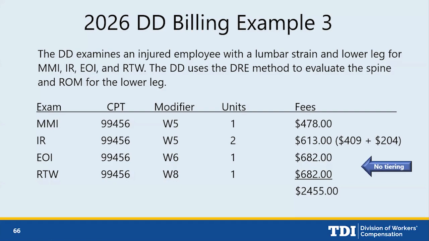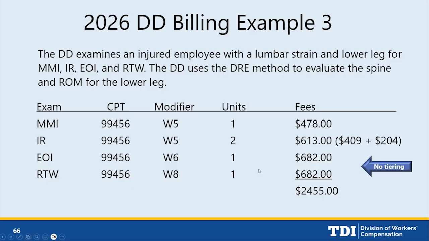Next example is an injured employee with a lumbar strain, lower leg injury. We have maximum medical improvement, extent of injury, return to work. So the designated doctor chose to use the DRE method to evaluate the spine and range of motion for the lower leg. So two different ways to evaluate the impairment rating, but the bill stays the same. Maximum medical improvement all the way down. We're going to use 99456 as our CPT code. Again, we're just changing the modifier based on the issue that was requested.